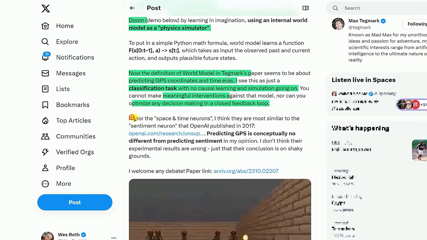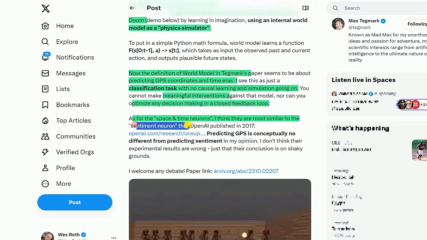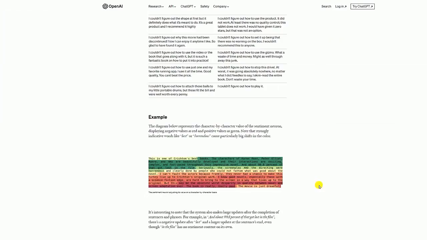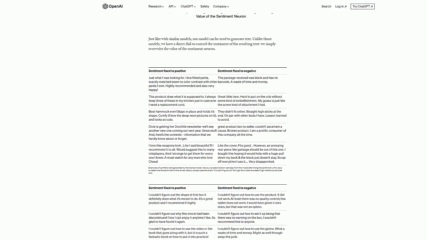As for the space and time neurons, I think they're most similar to the sentiment neuron that OpenAI published in 2017. So the unsupervised sentiment neuron. This is interesting. We might come back to it.